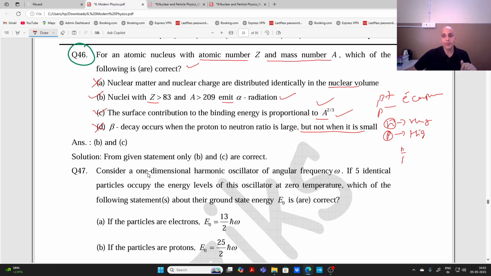So n upon p or p upon n, I can't say that it is large or small. It can have both situations. They are talking about beta decay in general, so it can take place when this ratio is large and also when it is small. So again it is wrong. The correct answer is this.